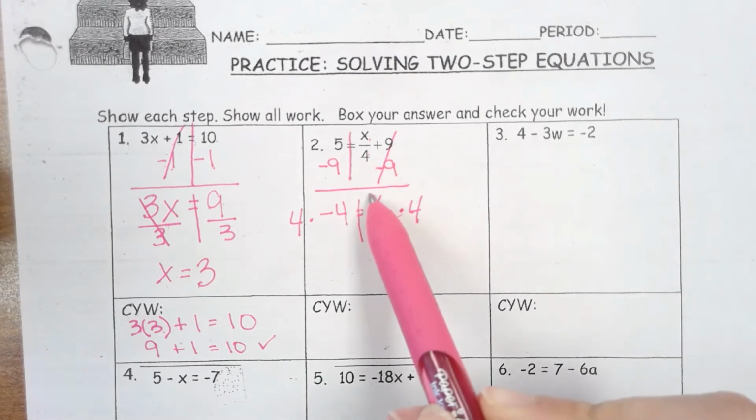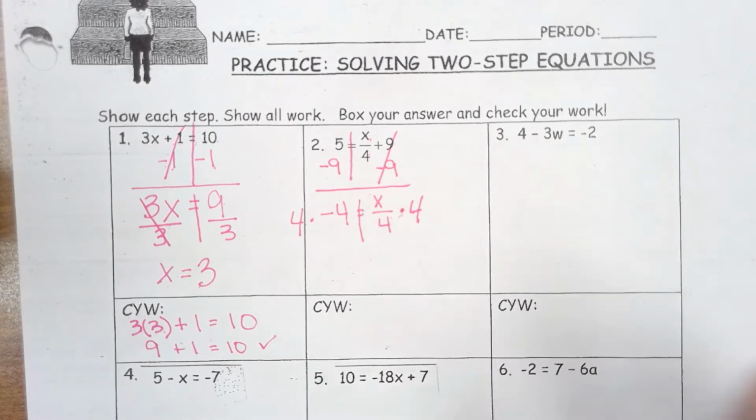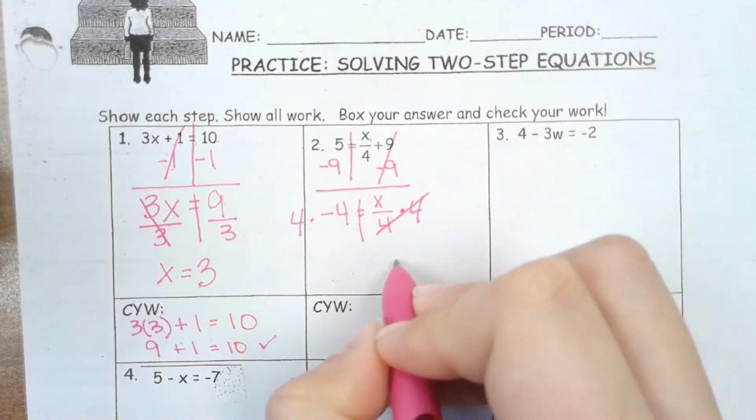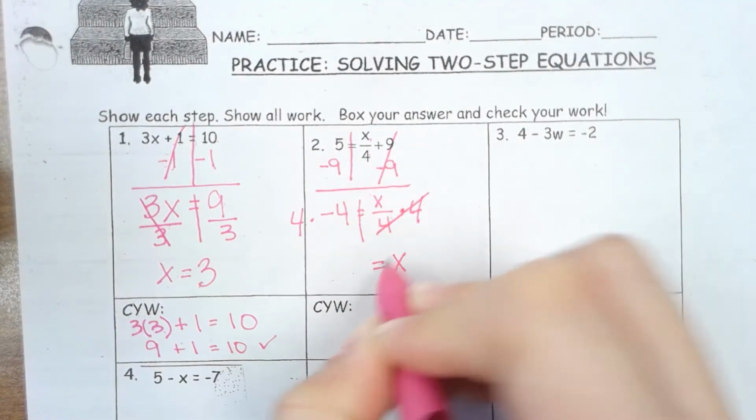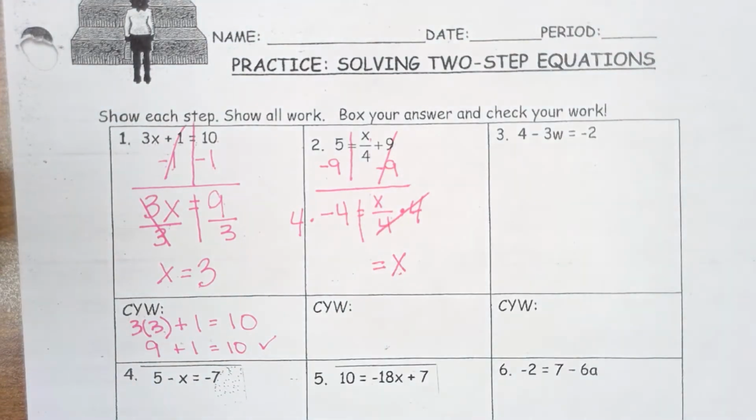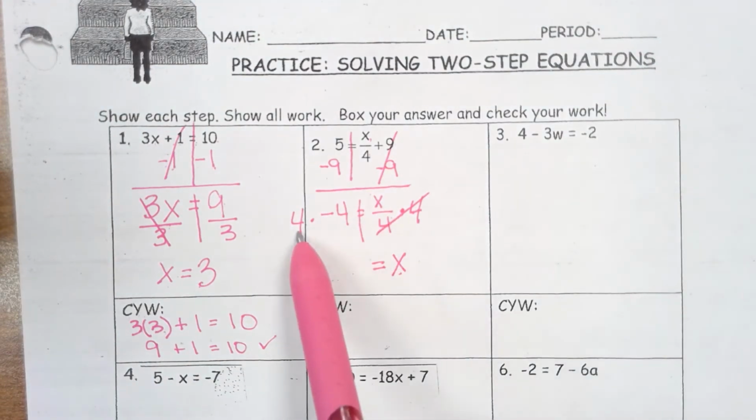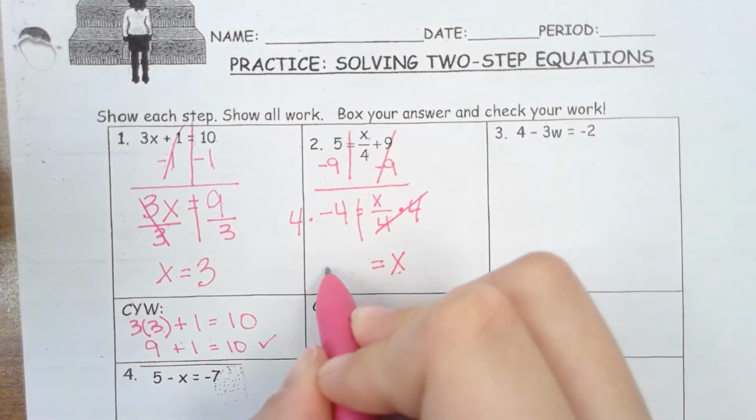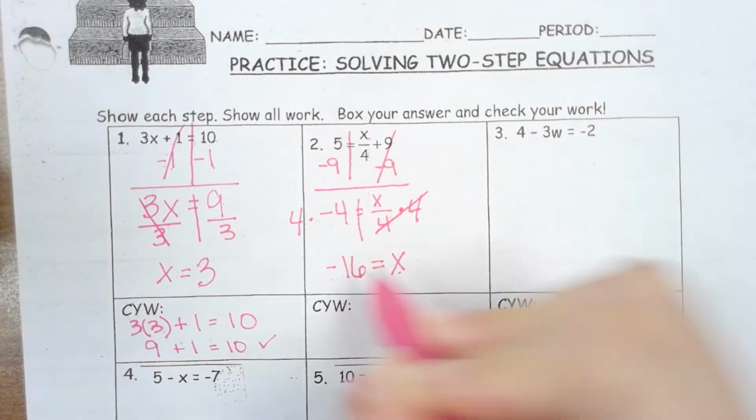So this is technically saying 1/4 times 4, that would equal 1. So these 4's cancel. And all that we have left on the right side of the equal sign is x. And then over here on the left side, 4 times negative 4, well, 4 times 4 is 16, and then a positive times a negative is a negative. So our answer should be negative 16.